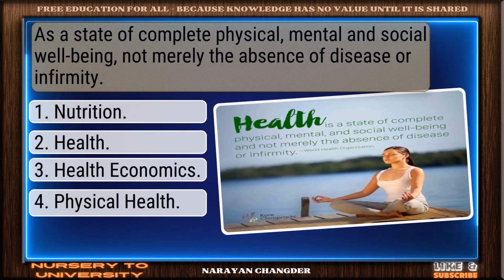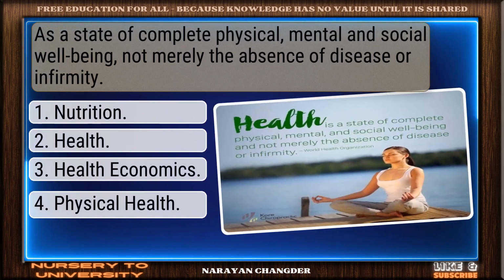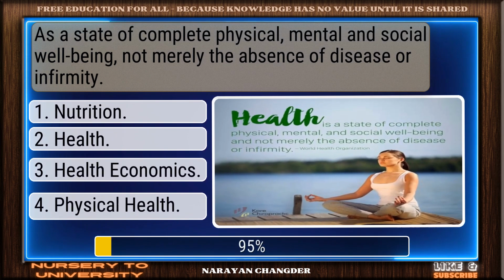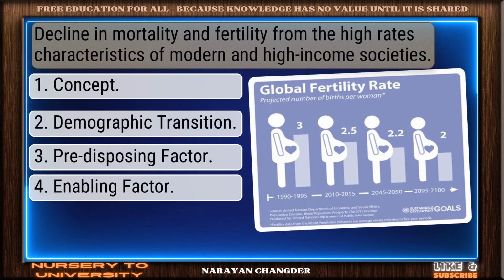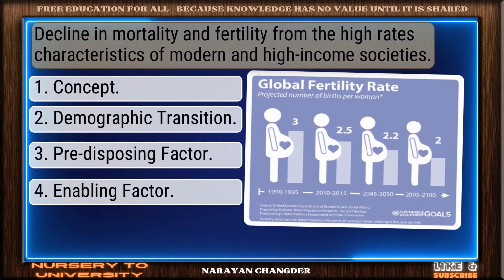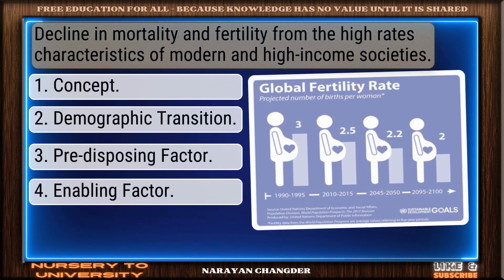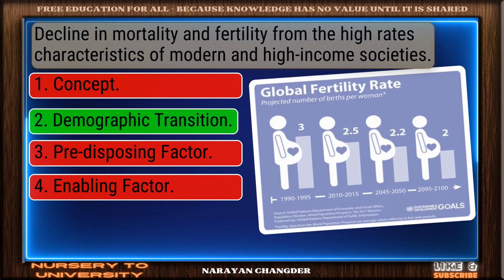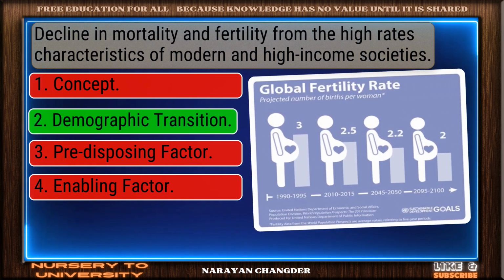As a state of complete physical, mental, and social well-being, not merely the absence of disease or infirmity. Right again. Health is a valid answer. Decline in mortality and fertility from the high rates characteristic of modern and high-income societies. Nice selection. Demographic transition is the correct and valid answer.